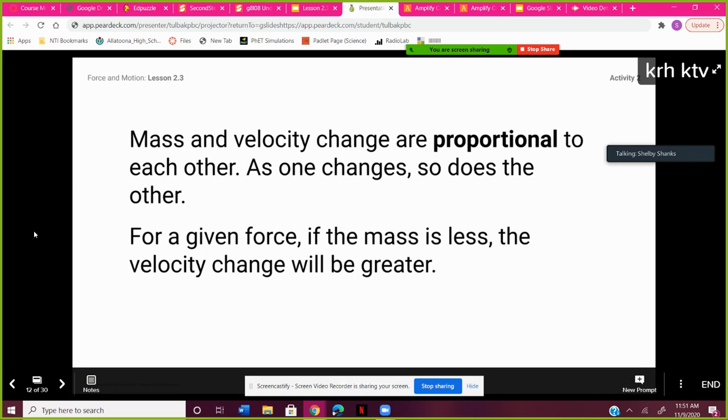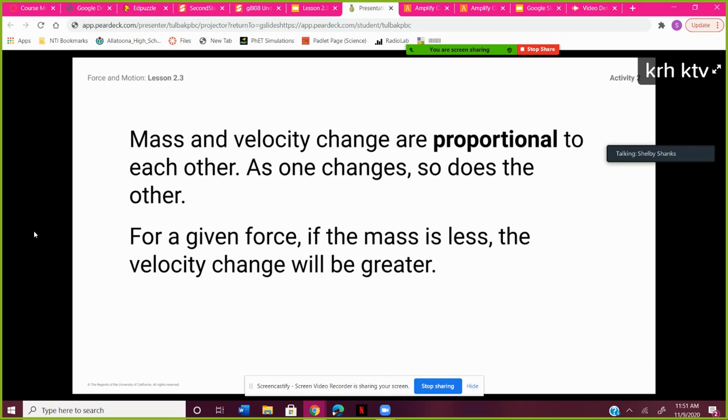So mass and velocity change are proportional to each other. So this means as one changes, so does the other. So as mass changes, velocity changes as well. So for a given force, if the mass is less, the velocity change will be greater. So if you have less mass, the velocity change will be greater.